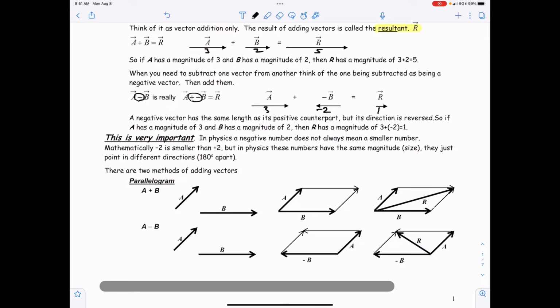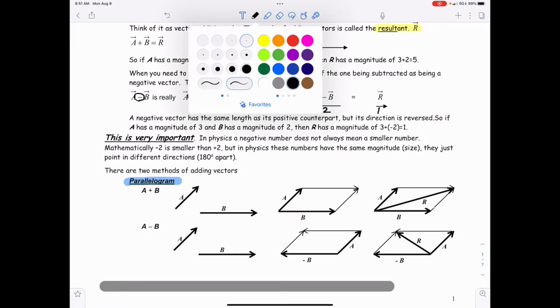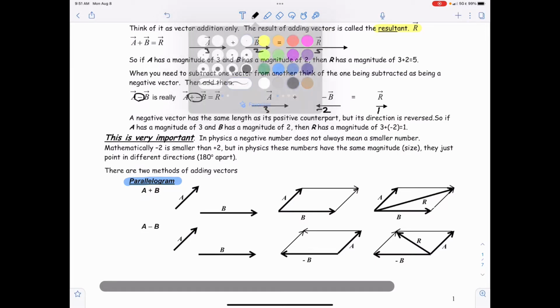But what if you wanted to add or subtract vectors that are not pointing in a straight line? Maybe one vector points one way and another vector points in another direction. Well, we have two means of doing so. The first method we're going to look at is called the parallelogram method. And here's how it works. I'm going to animate it for you so you can see how it works.